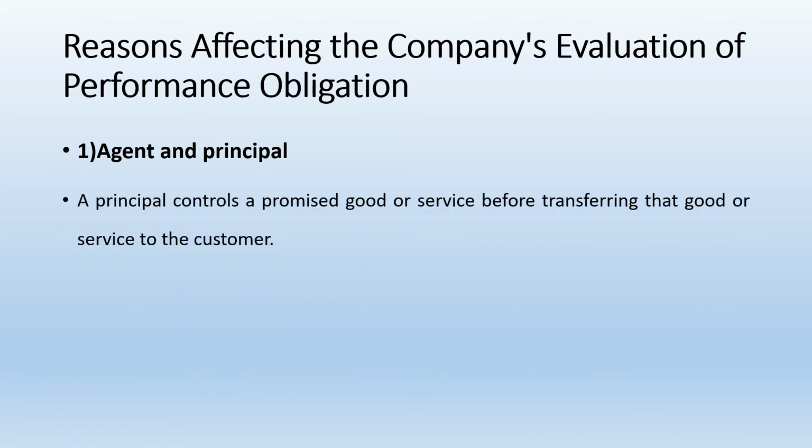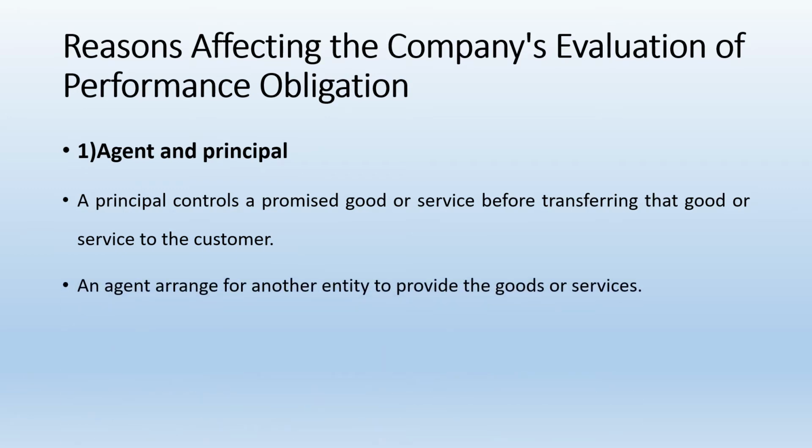An entity is a principal if it controls a promised good or service before transferring that good or service to the customer. An entity is an agent if its role is to arrange for another party to provide the good or service. If the delivery is by the principal, then the amount received from the customer will be considered as the gross amount. Only the commission will be recognized as the net amount if the agent delivers the good or service.